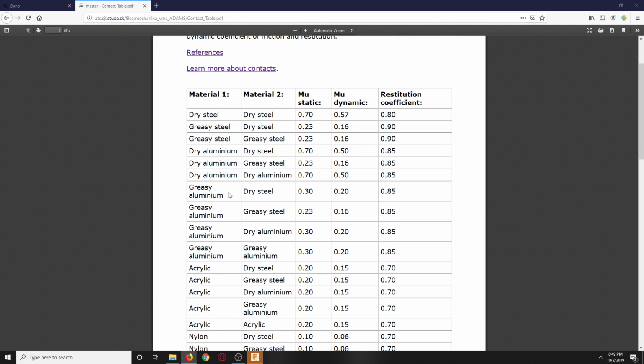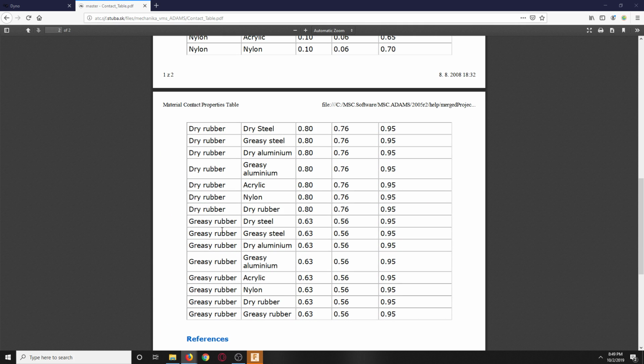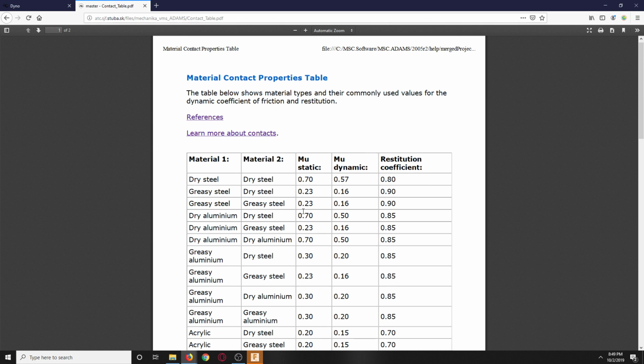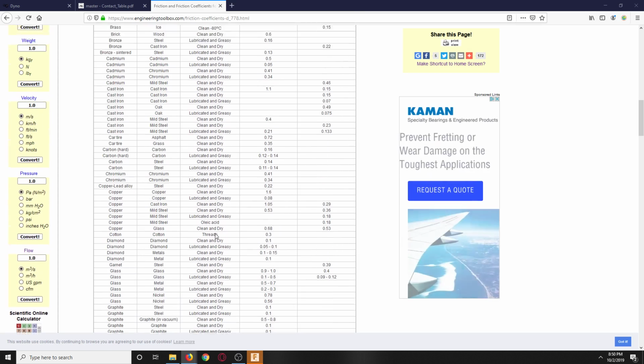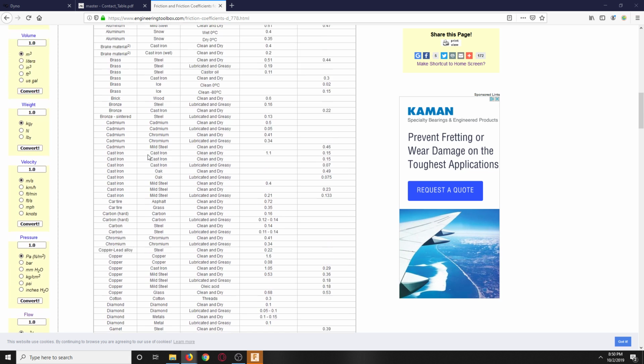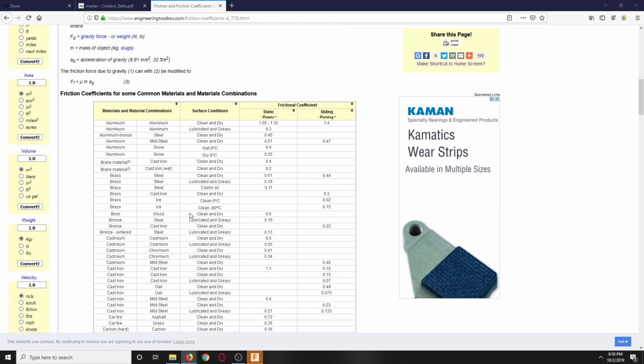So what about rubber? Dry rubber versus dry rubber. How's dry rubber versus dry rubber 0.8? Let's say rubber on rubber. Oh, this is inside of the engineering toolbox. Rubber on rubber. Strange that they don't have it.